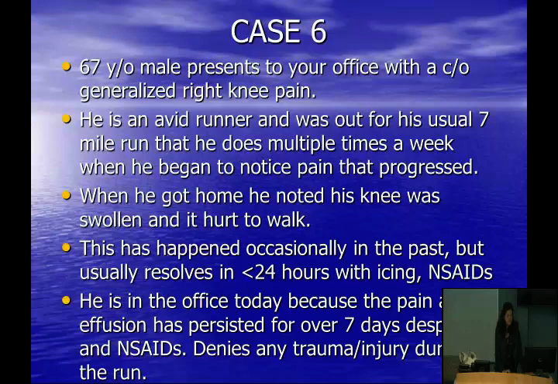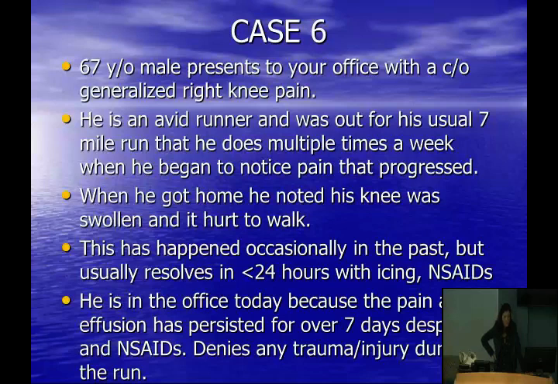All right, case 6. So we have a 67-year-old male. He presents to your office with a complaint of generalized right knee pain. He is an avid runner. He was out for his usual 7-mile run that he does multiple times a week, but he began to notice pain that progressively got worse, okay? He got home, he noticed his knee was swollen and hurt to walk.